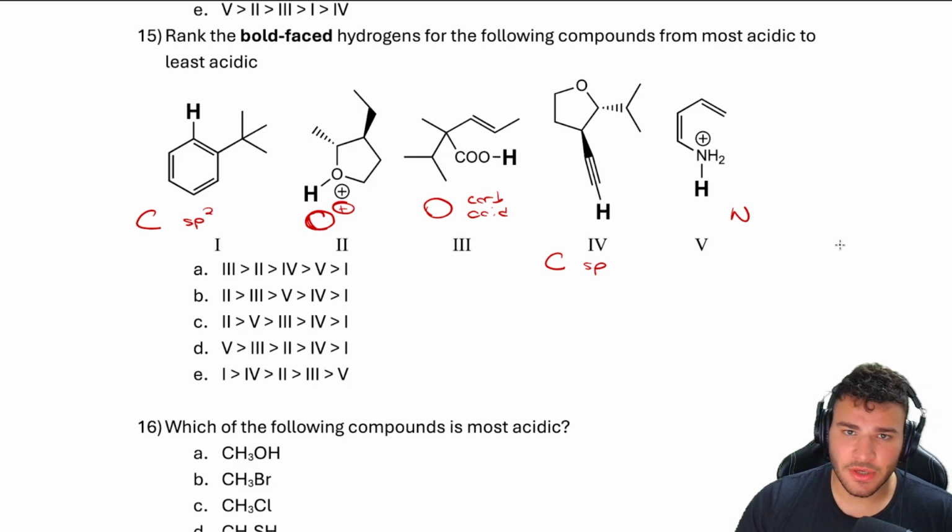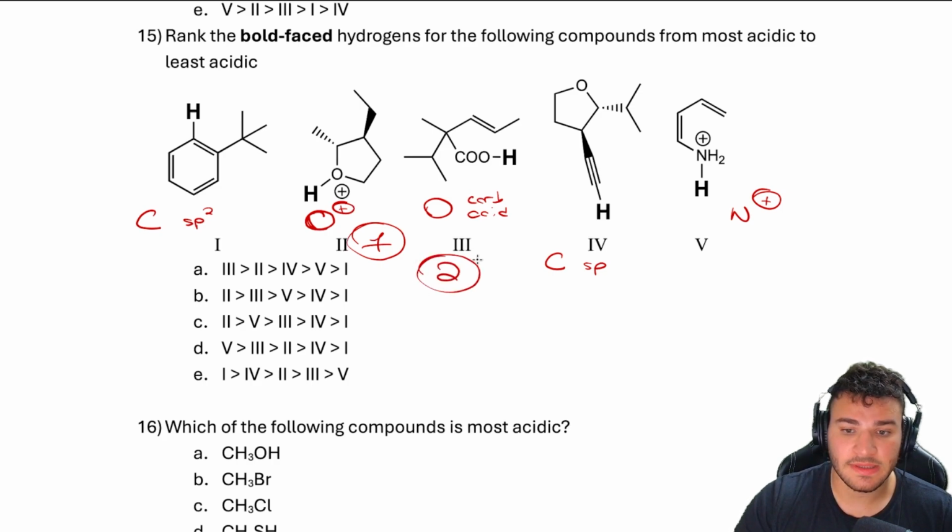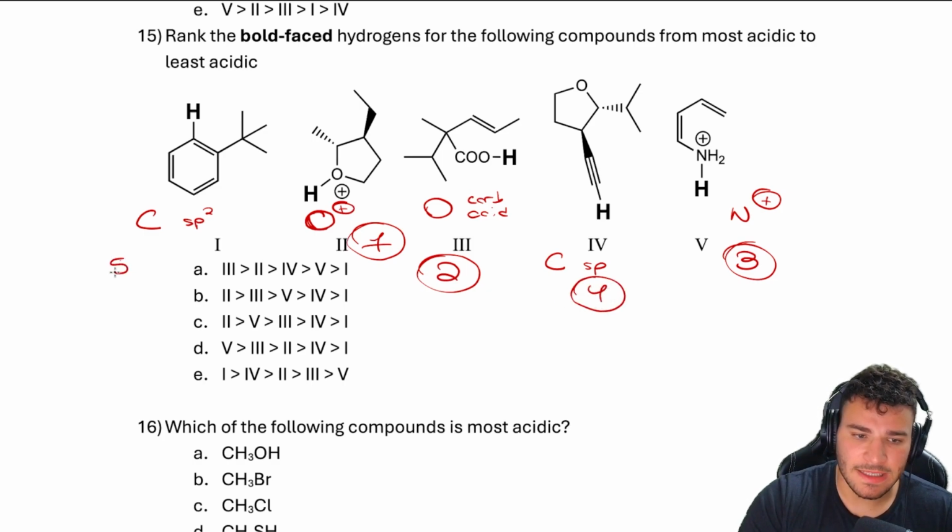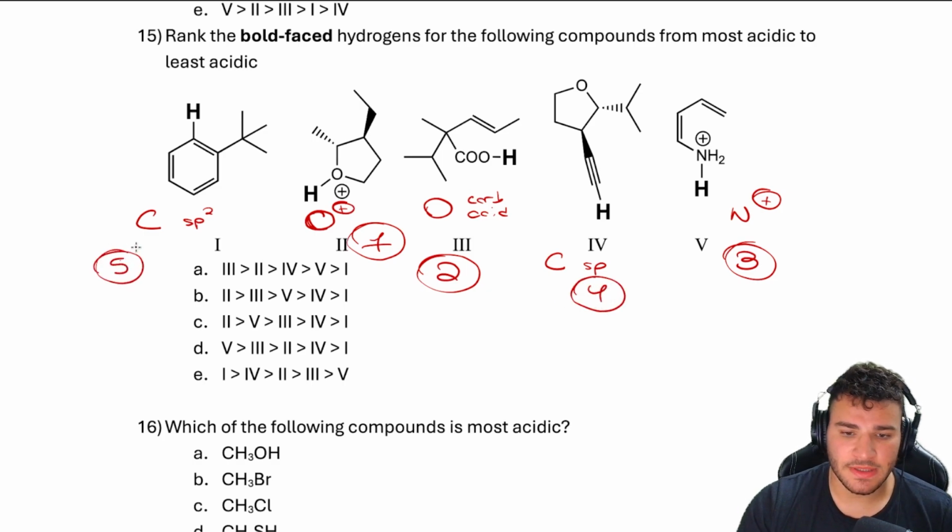And so positively charged oxygen is going to knock everything away. This is our strongest acid. And then remember, positively charged nitrogens are stronger than alcohols but weaker than carboxylic acids. So that makes number 3 our second strongest acid. And then structure 5 is next, followed by the sp hybridized carbon, and then the sp2 hybridized carbon. And so the answer choice that best matches that up is B.